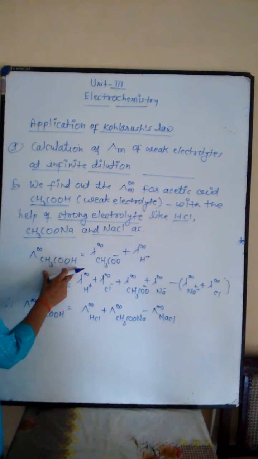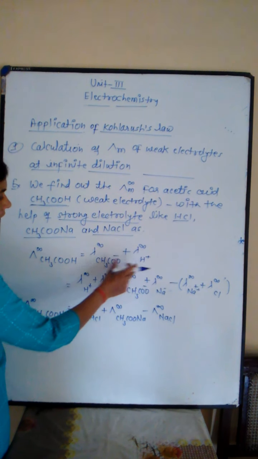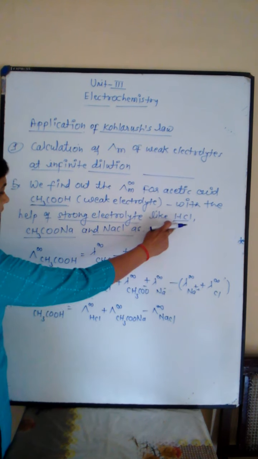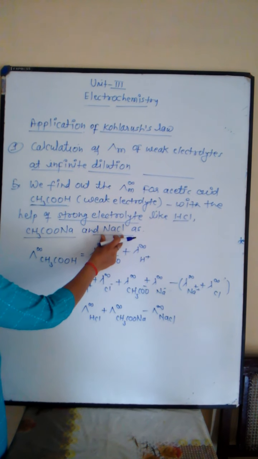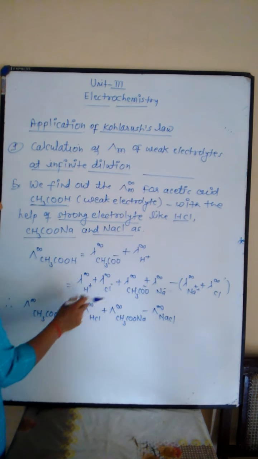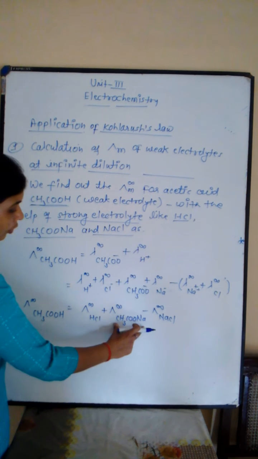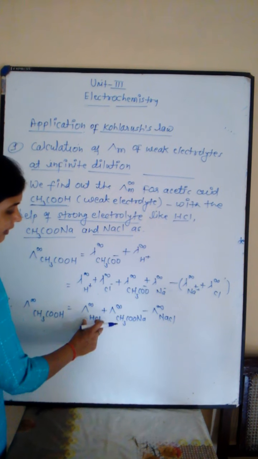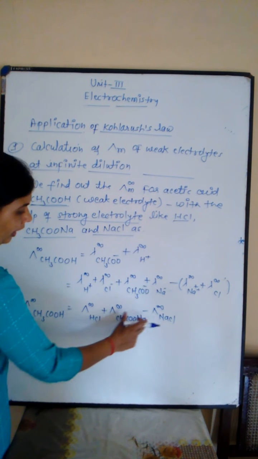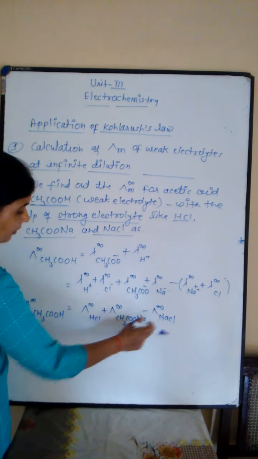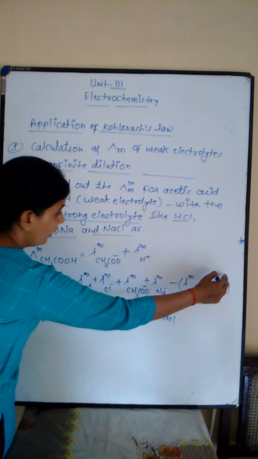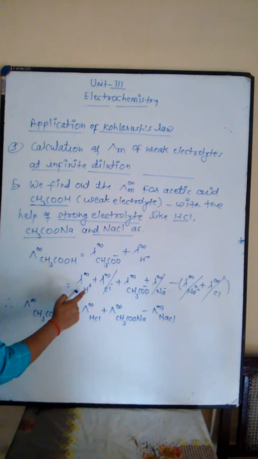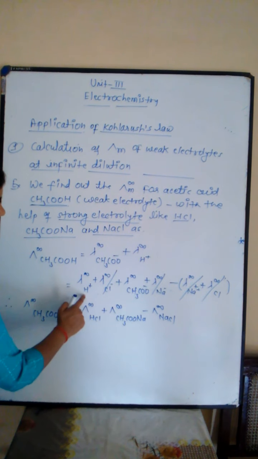Now acetic acid on ionization gives acetate ion and hydrogen ion. Our three strong electrolytes are HCl, sodium acetate and NaCl. So first we sum the HCl and sodium acetate, and NaCl is subtracted. Here chloride cancels chloride and sodium cancels sodium. So lastly we get the acetic acid, CH3COOH.